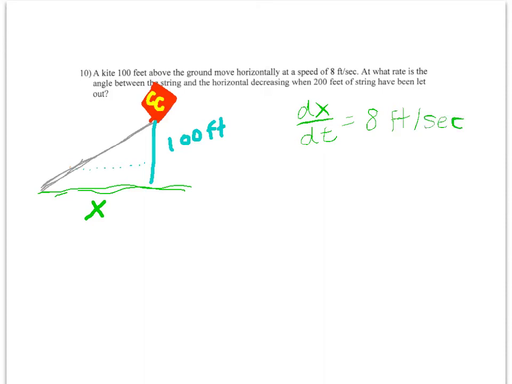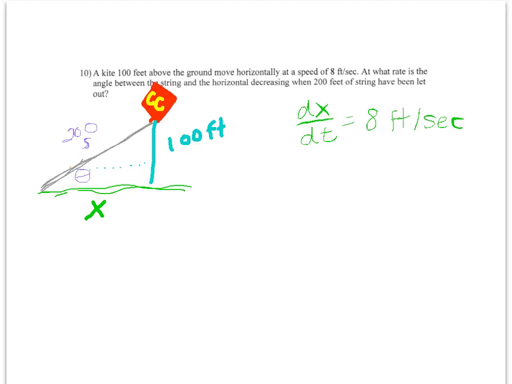At what rate is the angle between the string and the horizontal decreasing when 200 feet of string have been let out? Okay, so we want to find theta, and theta is our angle of elevation right there. And we want to find that for when 200 feet of string have been let out. So I'm going to label this S for the string.